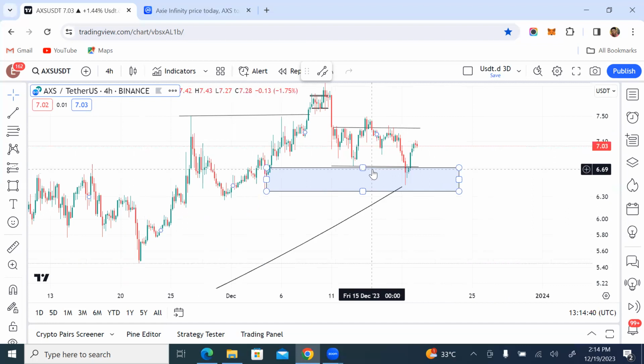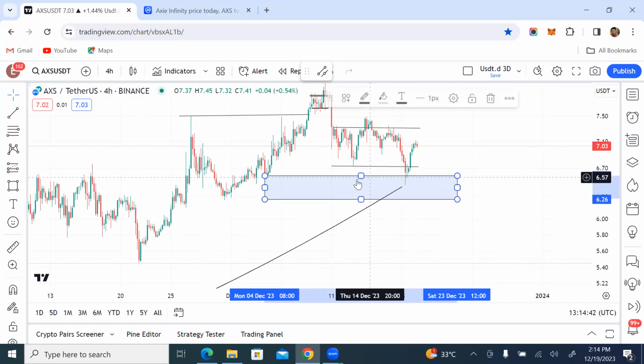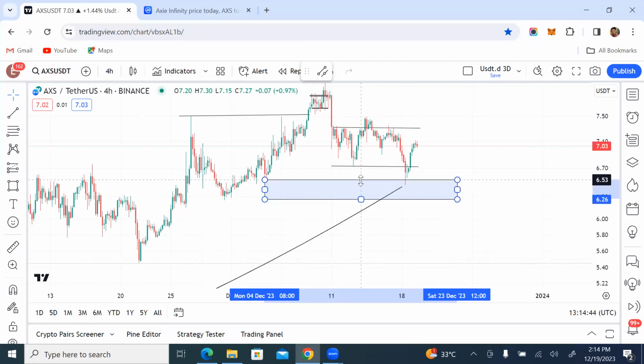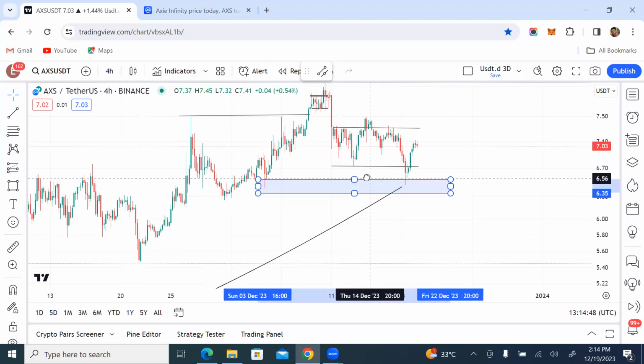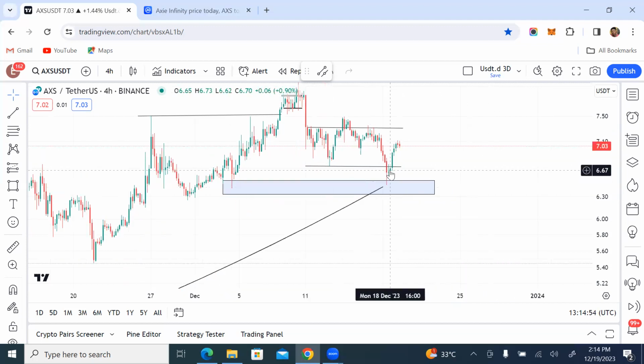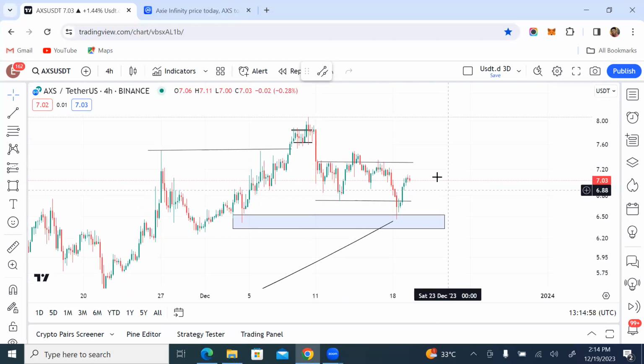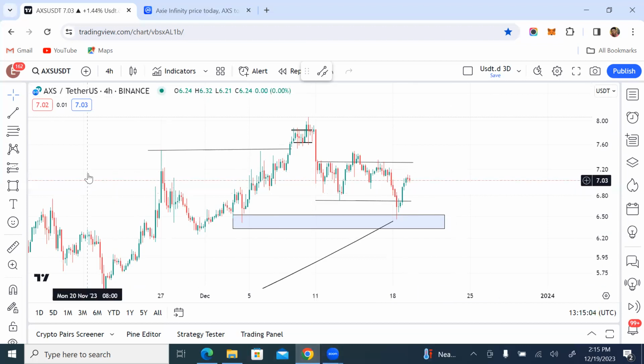Now, after this purge, bring this down a little bit. Now, just after this purge, I want to refine my order block to this level. All right, so just after this purge, price hits it, goes back into the range, tries to consolidate. We should be expecting higher prices from where we are currently. All right, so that's basically it for AXS.